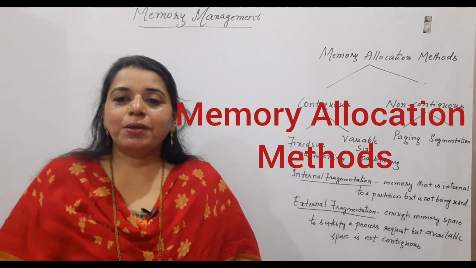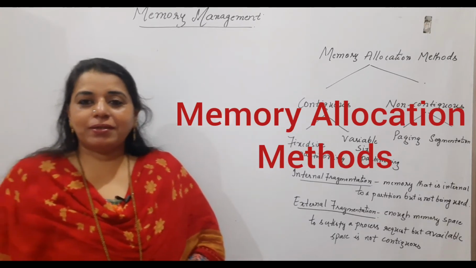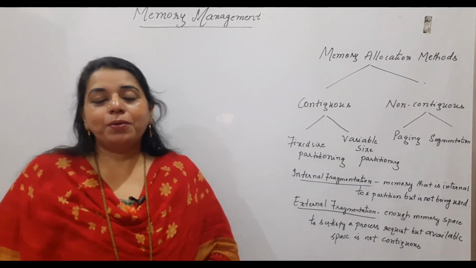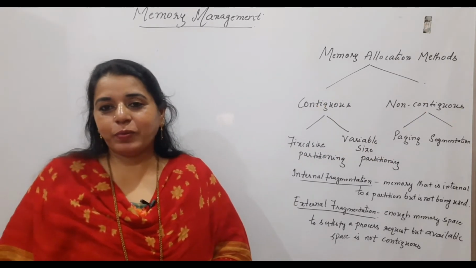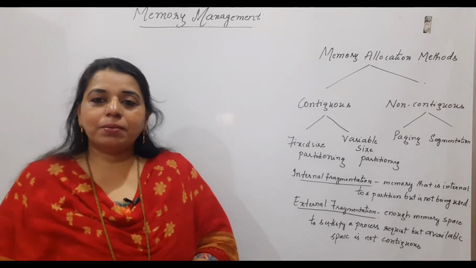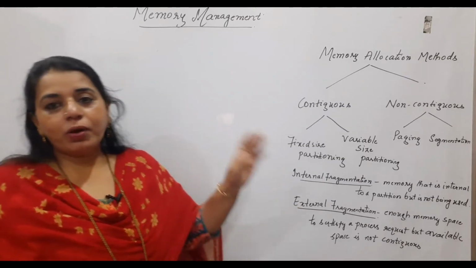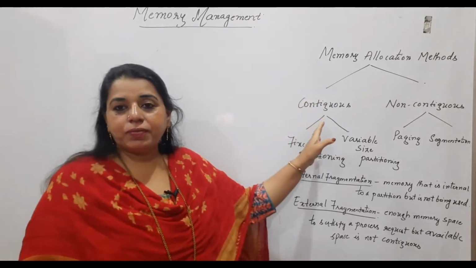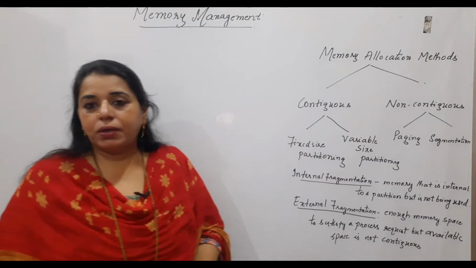So this session is all about the different allocation methods used in order to move the processes from the secondary memory to the main memory. We call that under the heading called memory allocation methods. Memory allocation methods can be of two types. One is the contiguous and another is non-contiguous.